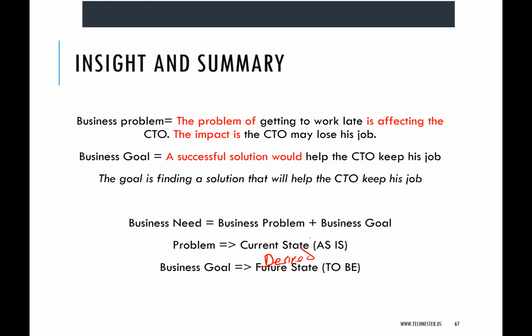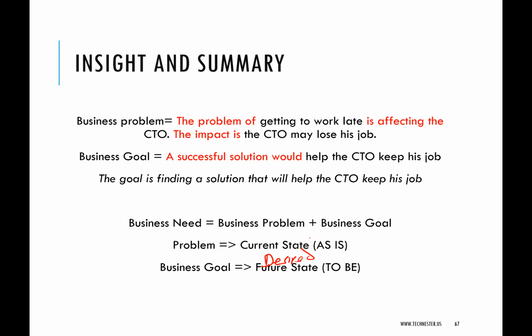So the problem where we are at right now is the current state. Where we would like to be, which is no problem, solution has arrived, everything is working, is our desired future state. That current state is also called as-is. The future state is called to-be. So as it is now and how we want it to be. Do you understand it? So as-is and to-be.